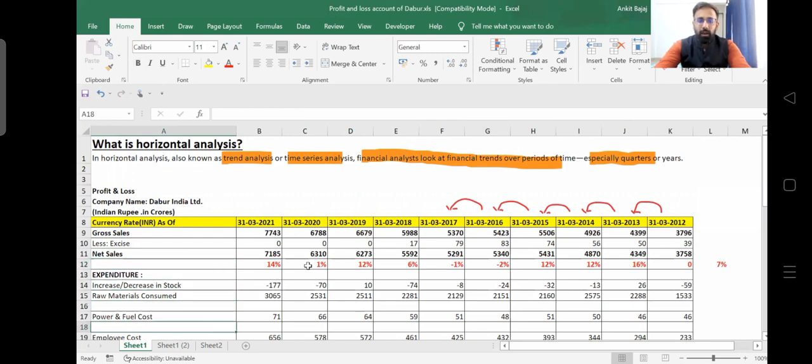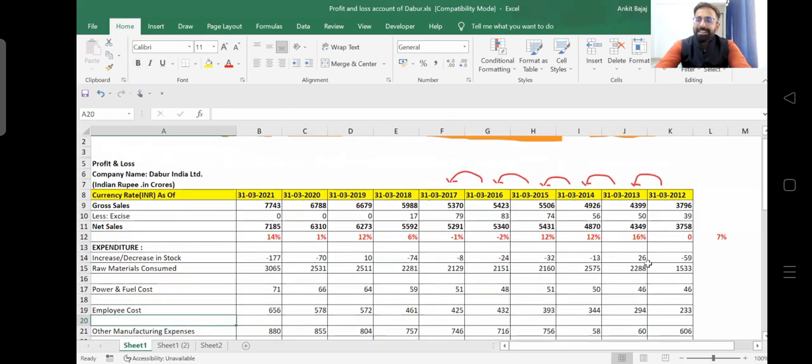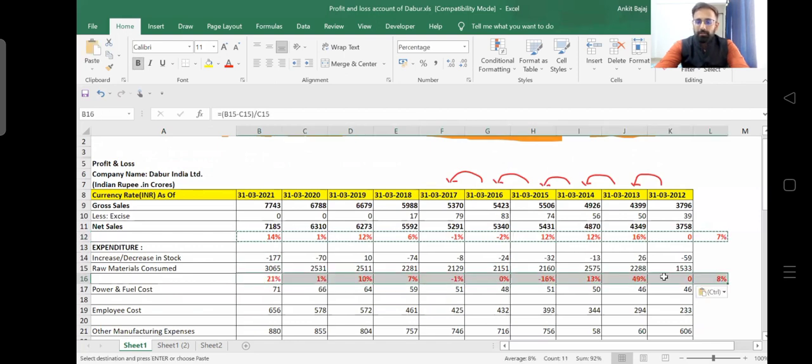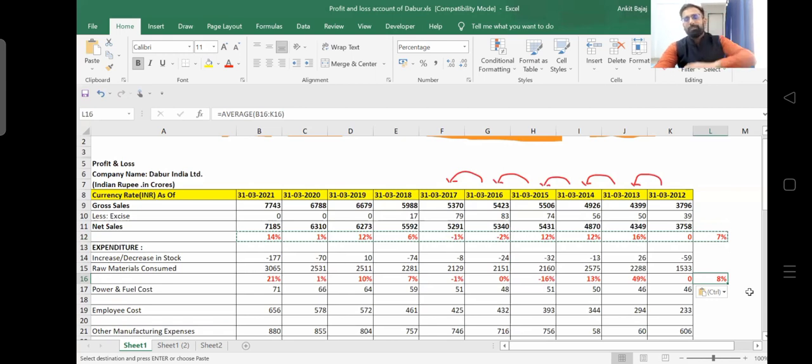Now if I talk about raw material consumed, if there is an increase in growth, definitely the consumption of raw material will also increase. So we'll see what the growth in consumption of raw material is. On an average there is a growth in sales by 7%, and there is growth in raw material consumed of 8%, right? Both are similar. If your sales increase, obviously your raw material consumption will increase. If your sales decline, your raw material consumption will decline.